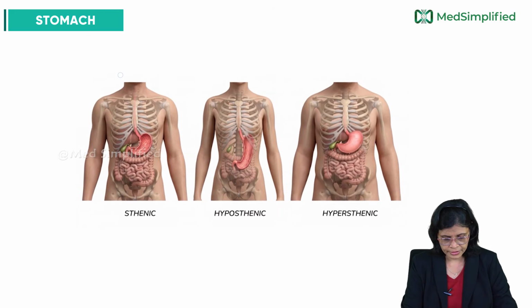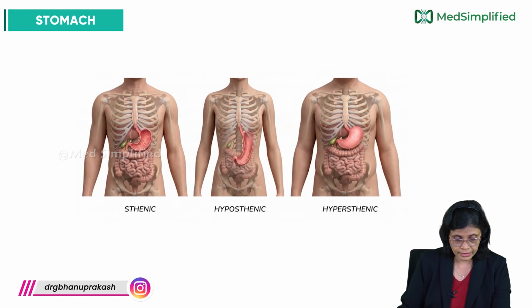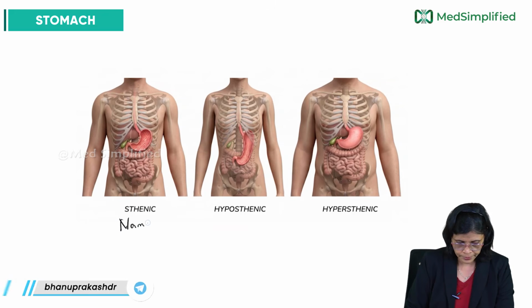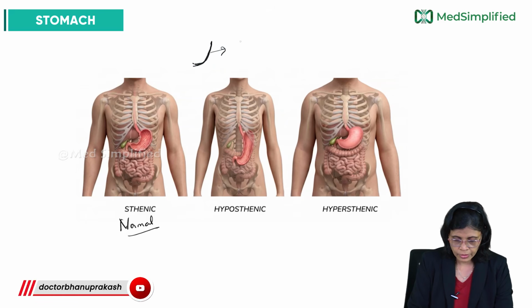Now we have 3 shapes of the stomach. The stomach can be in 3 shapes in an individual. It can be sthenic, which is usually the normal type. In sthenic, the stomach is J-shaped, and the longer limb of the J will be slightly oblique. So this is the normal or the sthenic.